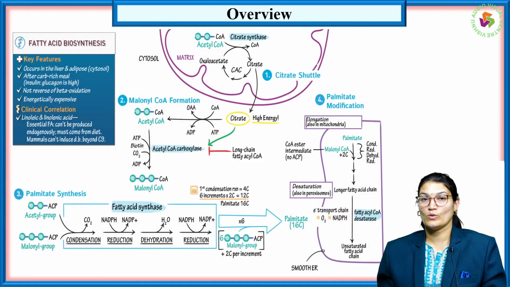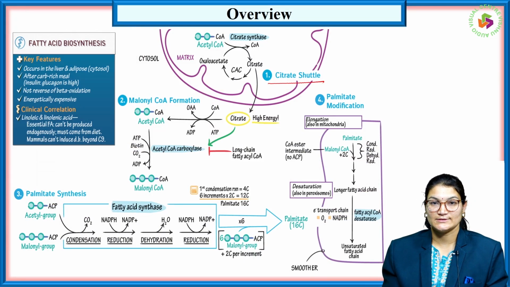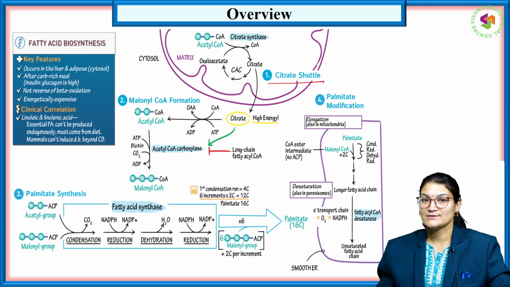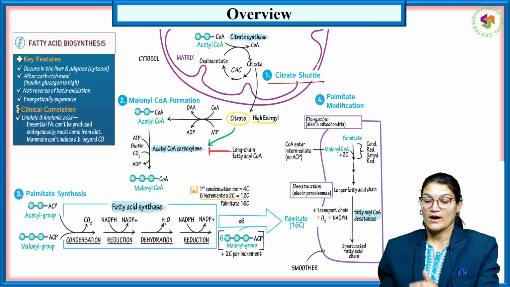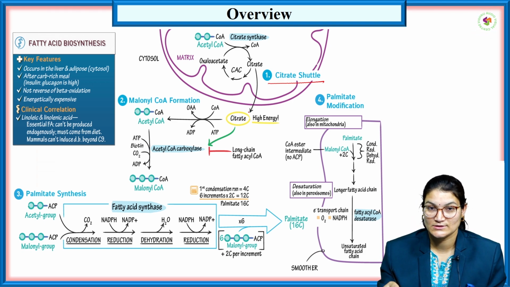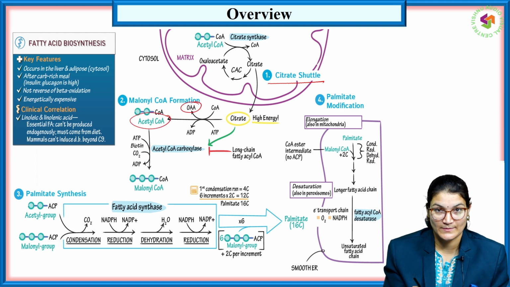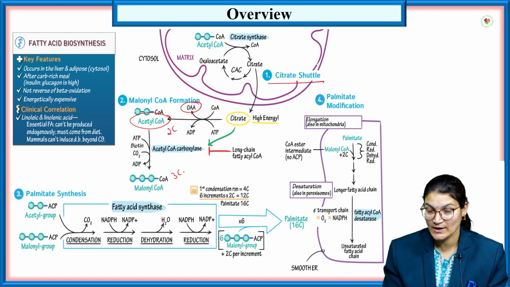So let us see the overview of this whole cycle. First one is the citrate shuttle. We call it the citrate shuttle because acetyl coenzyme A by itself cannot enter from the mitochondria to the cytosol of the cell. So it has to get converted into citrate. After citrate enters the cytosol, it gets divided into oxaloacetic acid as well as acetyl coenzyme A. Acetyl coenzyme A is a 2-carbon molecule. It gets converted into 3-carbon malonyl coenzyme A.